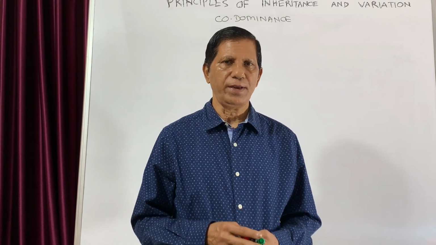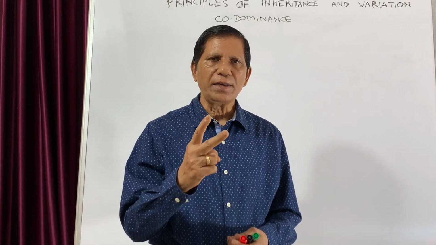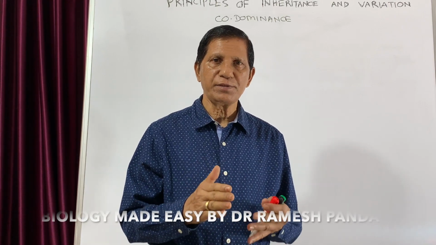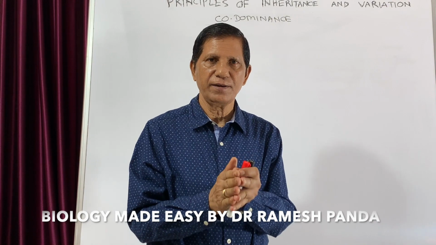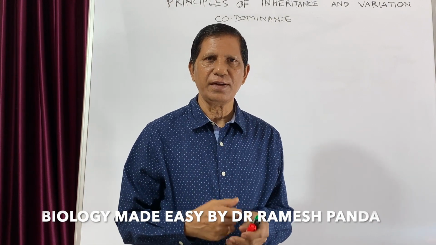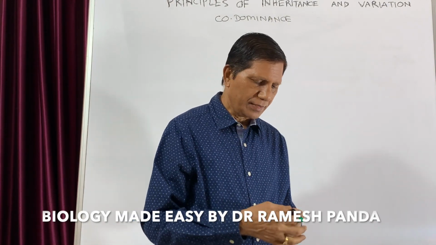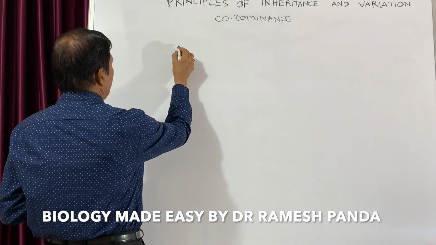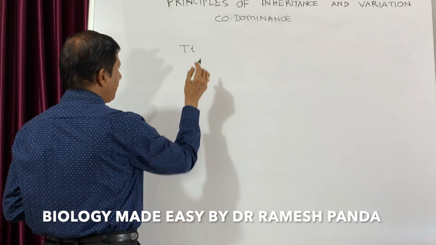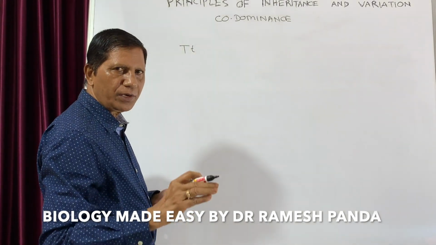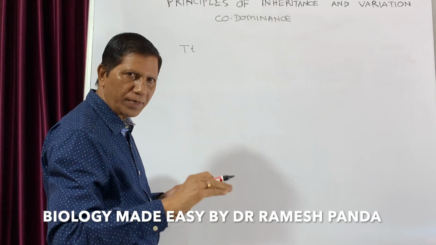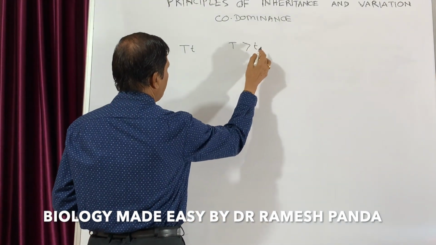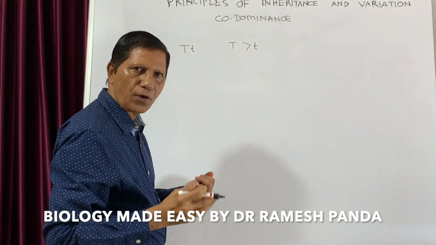Today in this video, we will discuss codominance. So what is codominance? When the two alleles of a gene express themselves simultaneously in a heterozygote, that is known as codominance. Usually we have seen that in a heterozygous condition, according to Mendel's law of dominance and recessiveness, the capital T is dominant over small t, so it will express as tall.